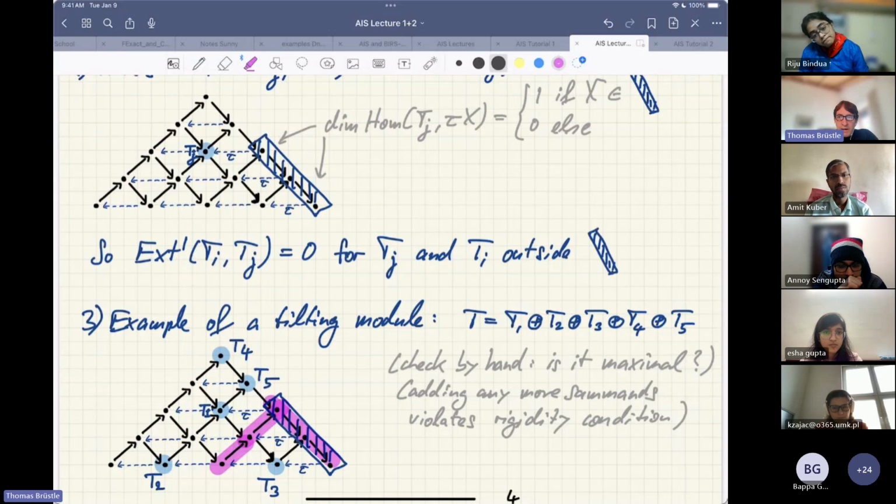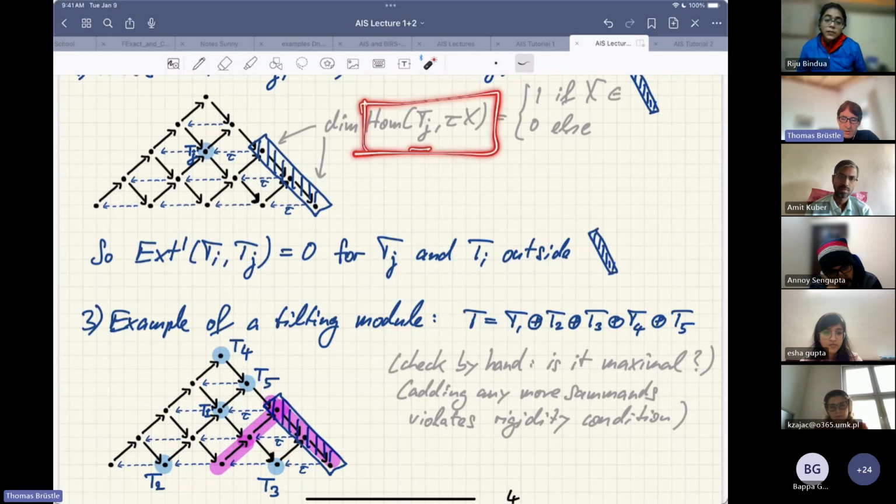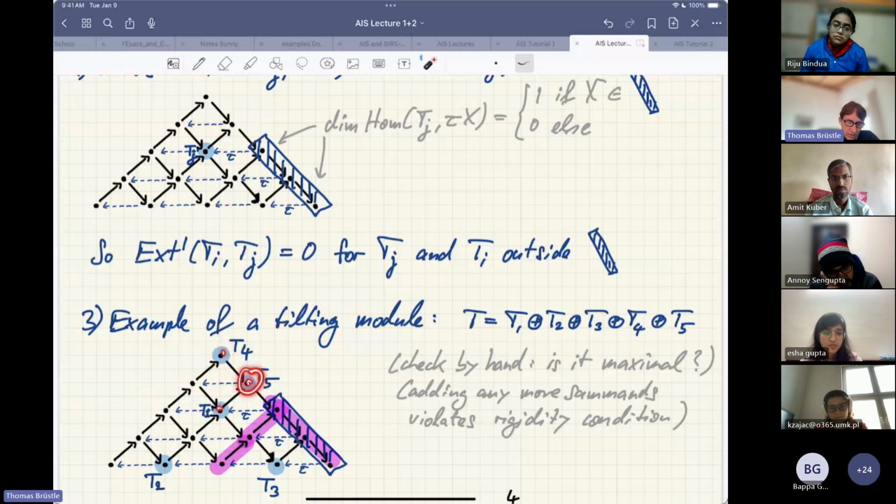But I can continue picking other modules. So T1, T2, I can continue picking T3 here. This is in the valid region. This avoids all that set where Hom(Tj, tau X) would be non-zero. So this is a valid choice. I can pick one here. I can pick T5 here. So these 5 indecomposables form a tilting module.